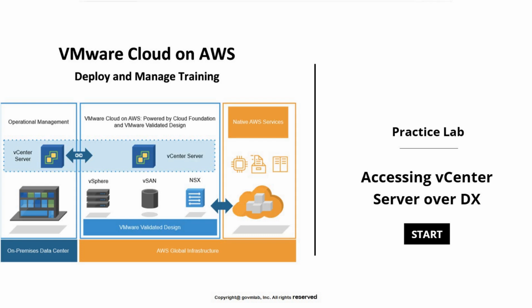But now, in certain scenarios, you would not have internet reachability, but still you want to access your VMC vCenter server over private connectivity, and that is where this lab is going to be really useful, where we will demonstrate how you access your VMC vCenter server over its private IP using DX connectivity. So with that, let's get started.